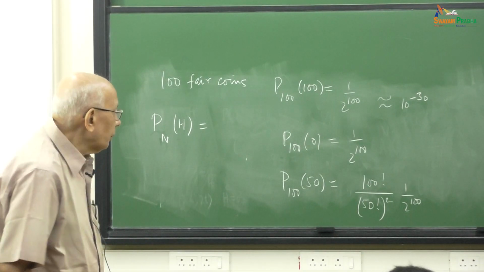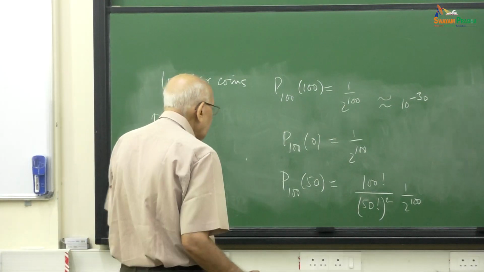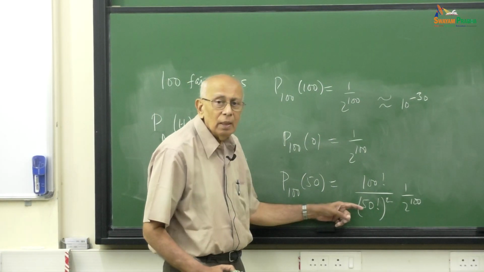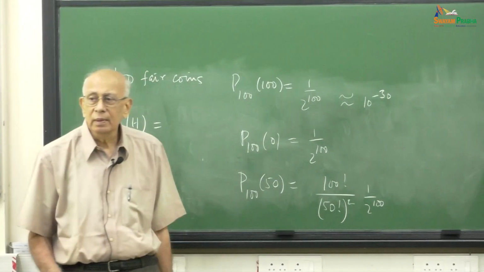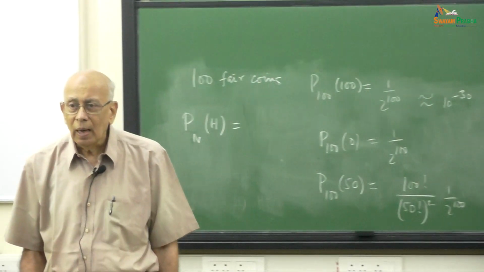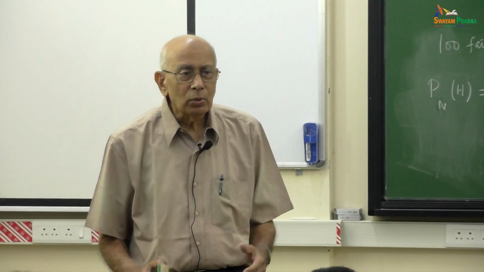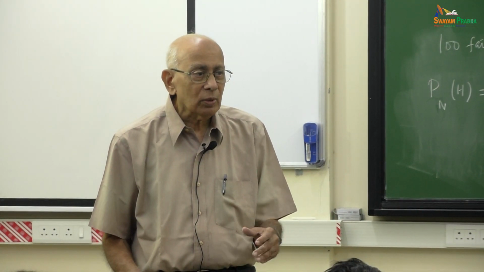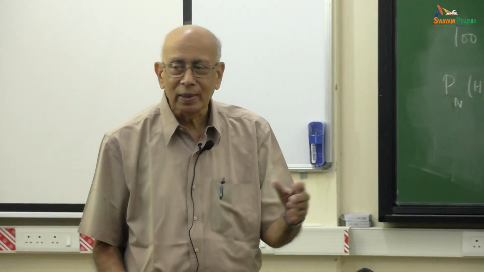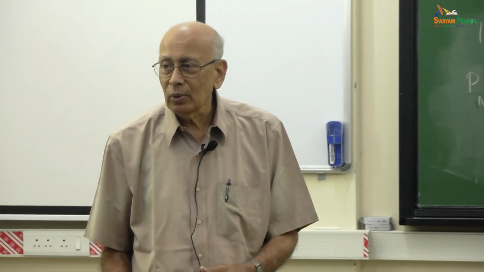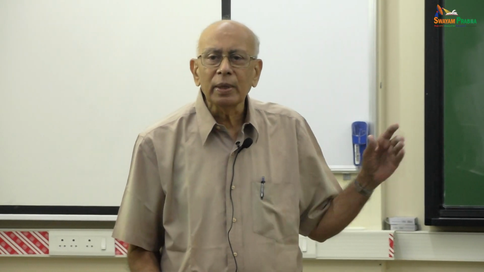So the probability of exactly 50 heads is this number. How big do you think this is? How do you calculate this number? 100 factorial is a huge thing. You can cancel out 50 factorial and get in the numerator the product 51 to 100, but there's a 50 factorial in the denominator. How big do you think this is?